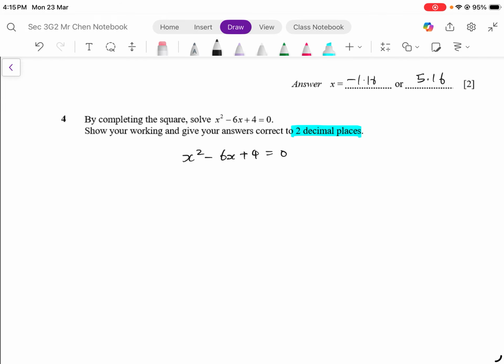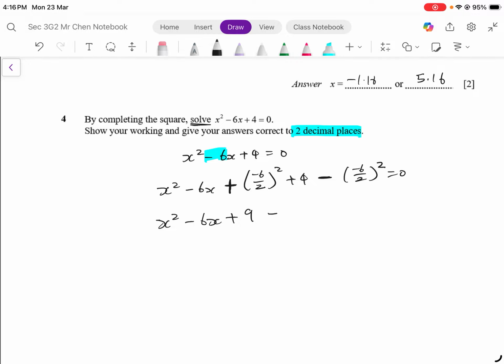So from here, again, you look at the main thing, minus 6. That's the only thing you need to care about for completing the square. So you get x squared minus 6x plus first, in case the minus 6 divided by 2 square plus 4, then you minus the whole thing square. Okay, equals to 0 because now it's solved. So you get x squared minus 6x. So minus 6 will be minus 3. Minus 3 square is 9 plus 4 minus 9.